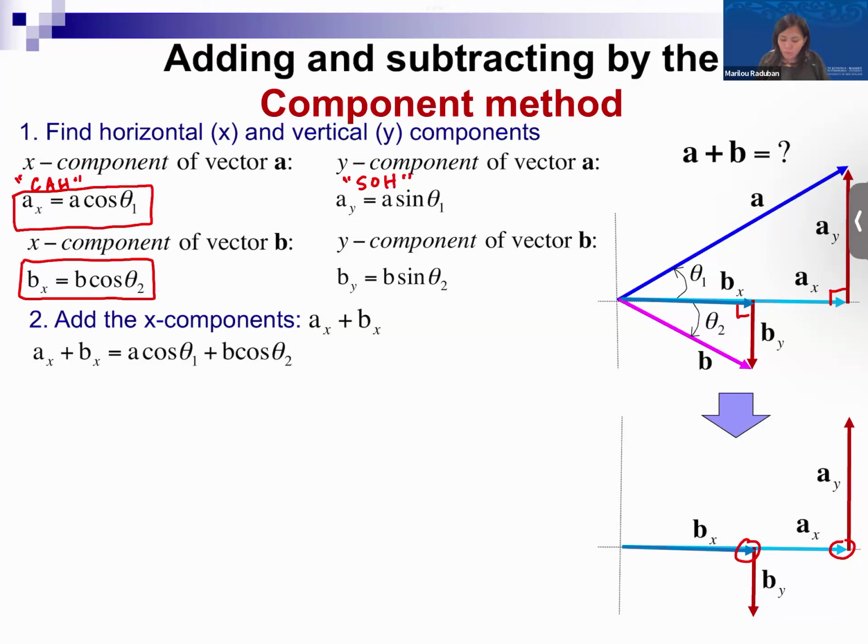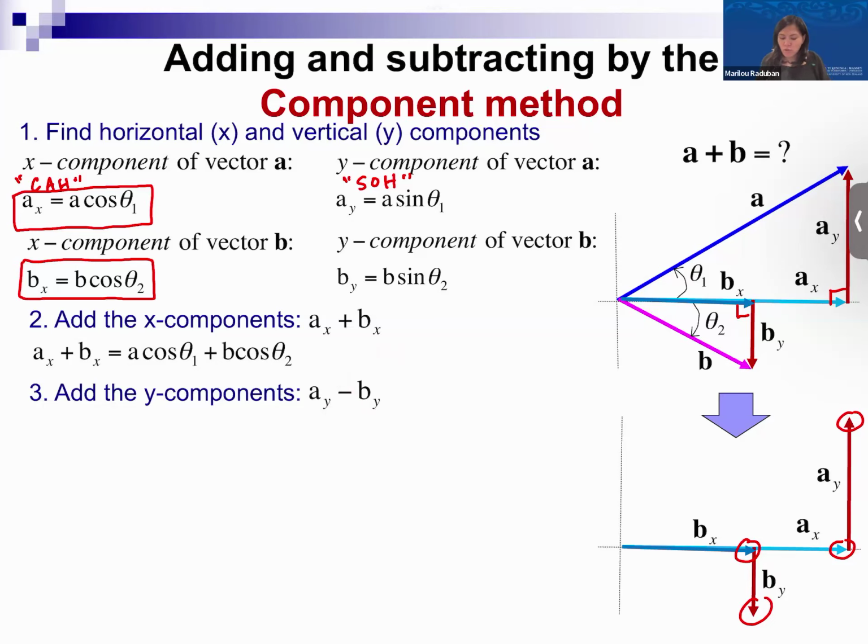For the y components, notice that they are pointing in opposite directions, right? The y component of vector A is pointing upwards, which means it's positive, whereas the y component of vector B is pointing downwards, which means it's negative. Therefore, if we add these two vectors, one of them will be negative, the other will be positive.